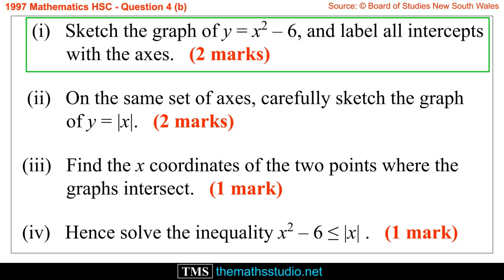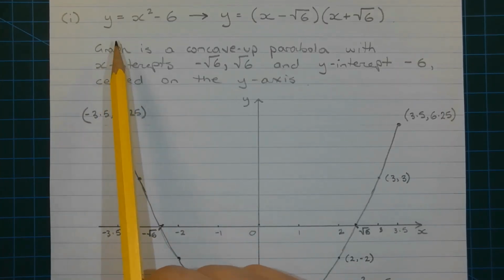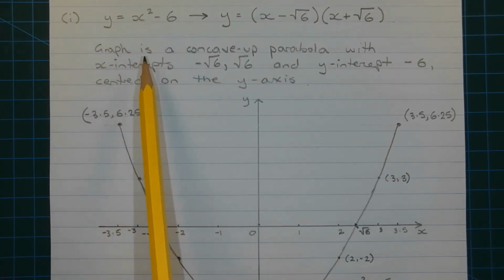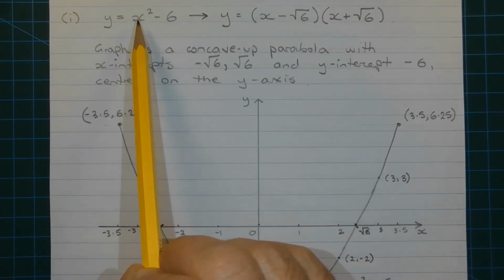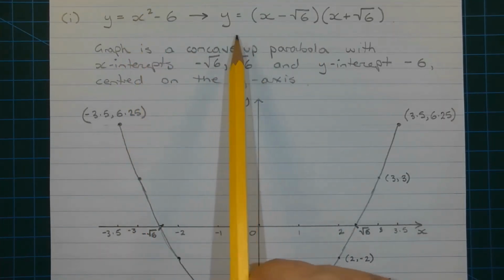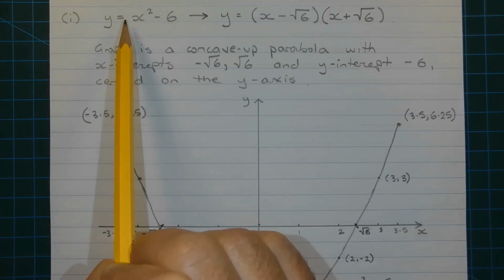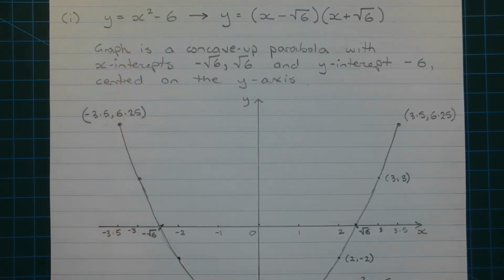Question 4, Part B, Part 1. Sketch the graph of y equals x squared minus 6 and label all intercepts with the axes. The graph of the polynomial function y equals x squared minus 6 is a concave up parabola. Now we know it's a parabola because the highest power of x is 2, and we know it's concave up because the coefficient or the number that multiplies x squared is positive. Even though it's not shown, it's positive 1.